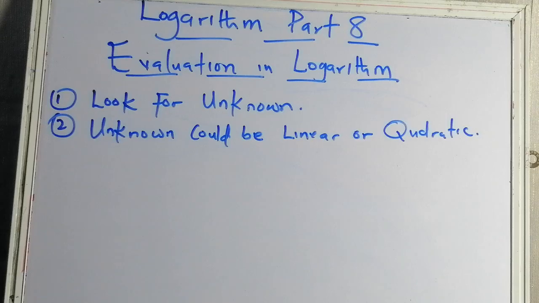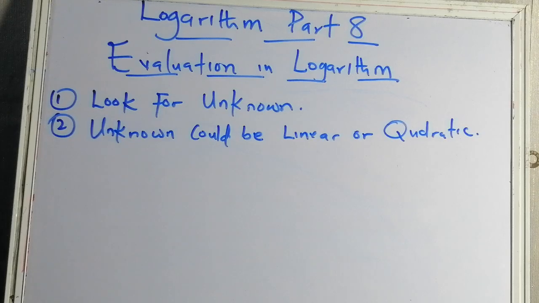What we are targeting here is two conditions. The first condition is you look for the unknown, which can be from A to Z. They can say find Z, they can tell you find X, they can tell you find Y, in a logarithm question.